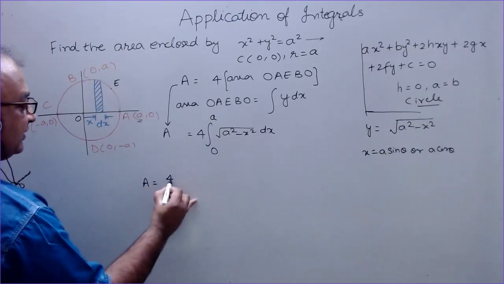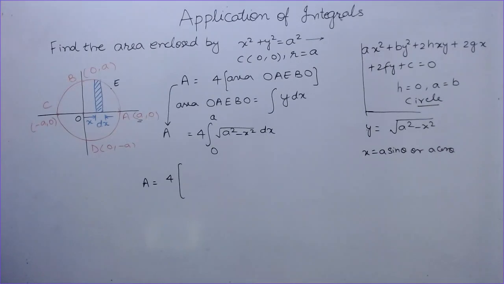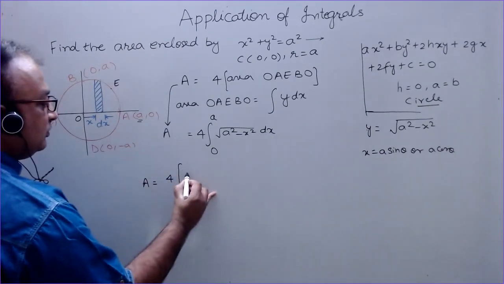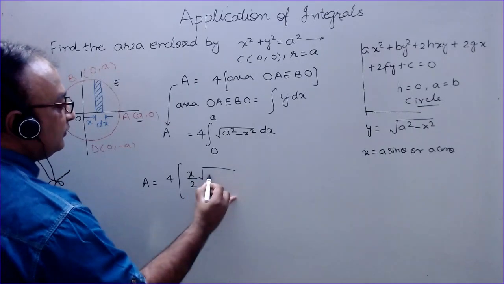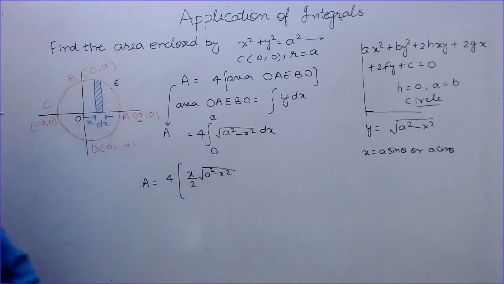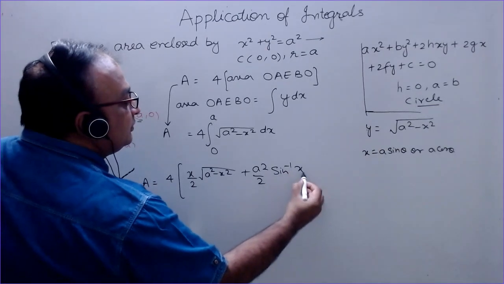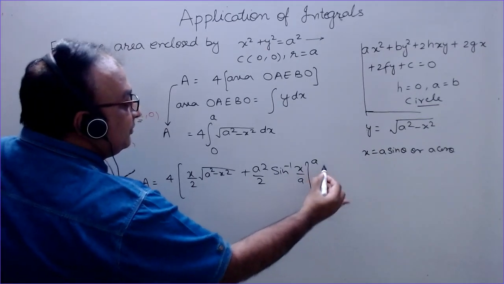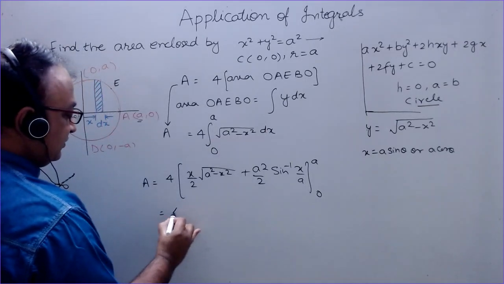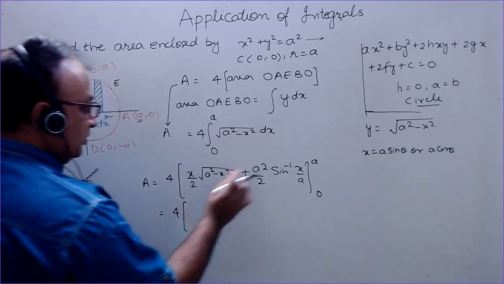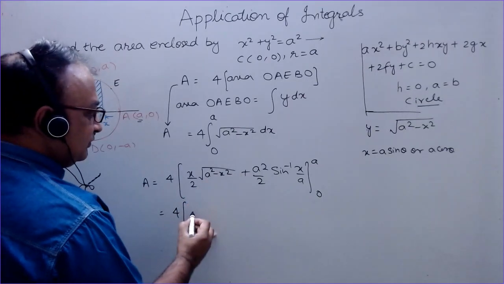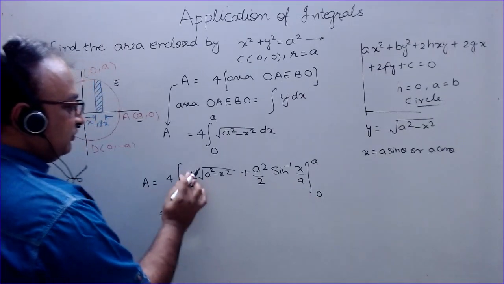So on evaluation, this gives us 4 times x by 2 under root of a square minus x square. I am writing the standard result because this has been discussed separately, plus a square by 2 sin inverse x by a. And the limits are 0 to a. So now put the values. If you put x equal to a, this term becomes 0. If you put x equal to 0, this term becomes 0.